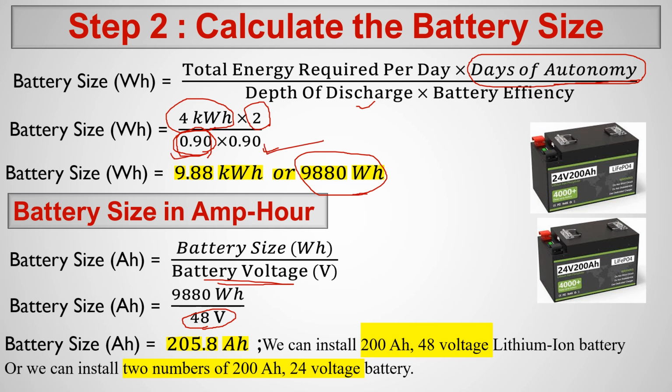So if you want to use a 24 voltage battery, sometimes people use two 24 voltage batteries because of the cost, cheaper price, each having 200 amp hour. So this is a reasonable size of the battery. Okay, we go to the next slide.